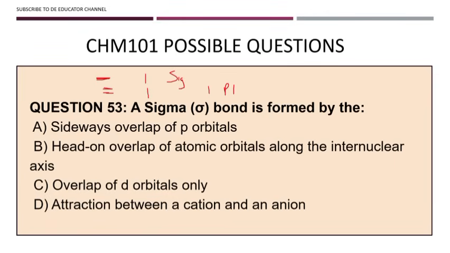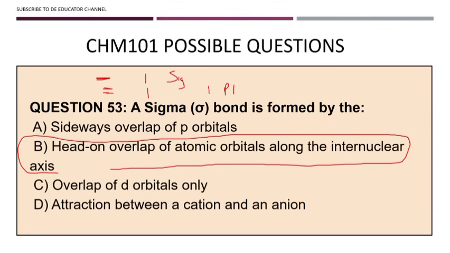You know what pi is now? Don't worry, when we get to questions like that, I'm going to highlight the shape of pi. But now, how is this sigma bond formed? Like I said, there's a process. That process is head-on overlap of atomic orbitals along the internuclear axis. It's a very complex process, but just take note: sigma bond is formed by this.